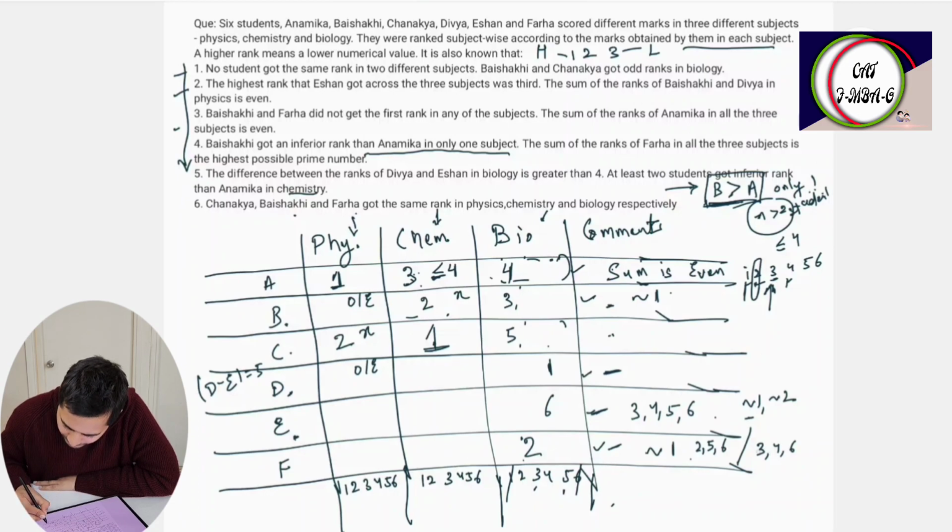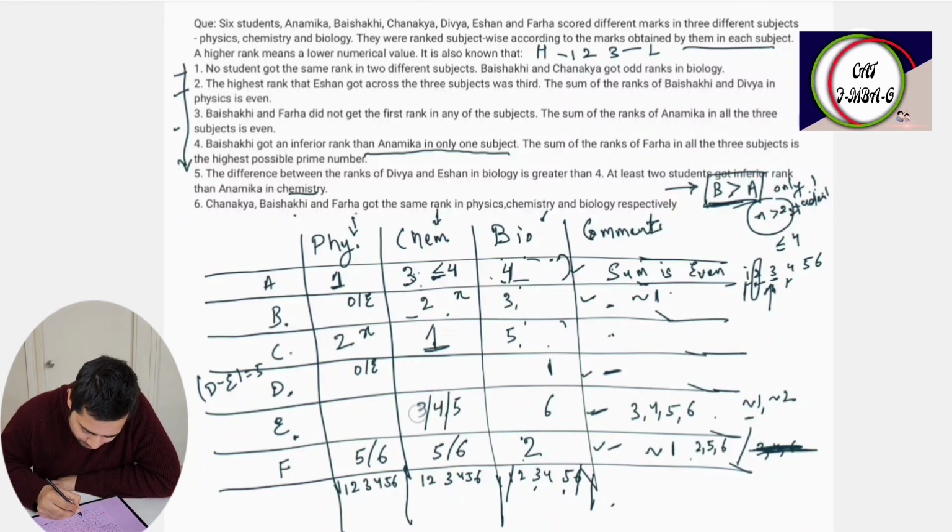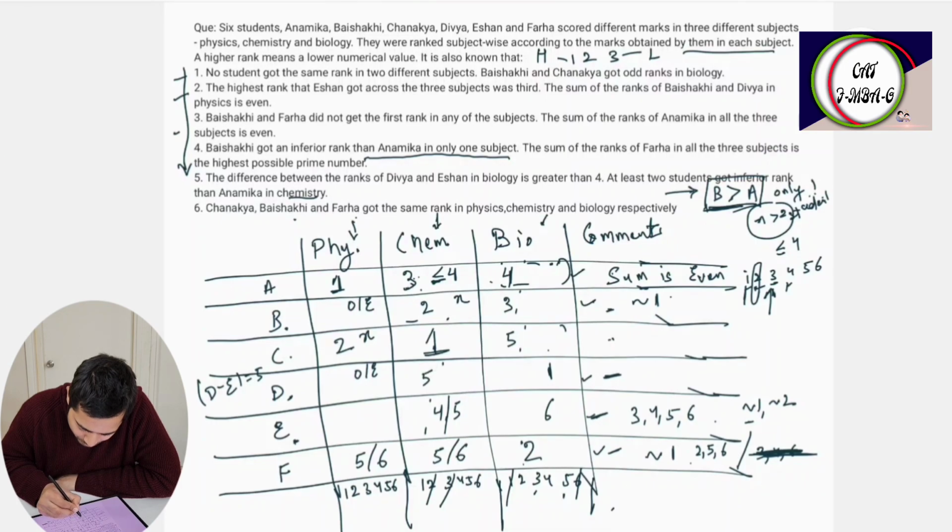Also, if 2 is here, then this we can remove. This has to be 5 or 6. And also this has to be 5 or 6. Okay. This can be 3 or 4 or 5. But 3 cannot be here because 3 is already filled. 3 is done. 2 is done. 4 or 5 can be here. Correspondingly, 5 or 4 can be here.